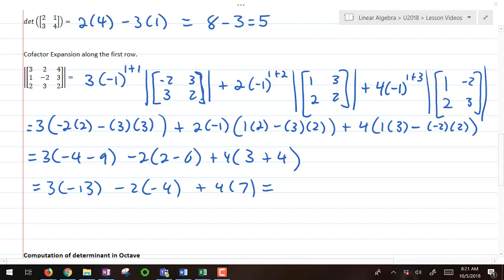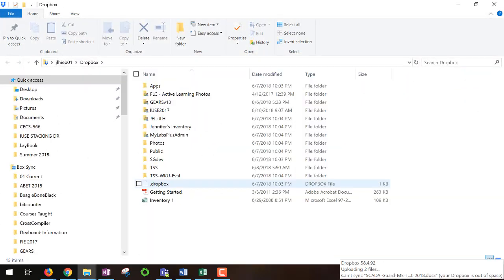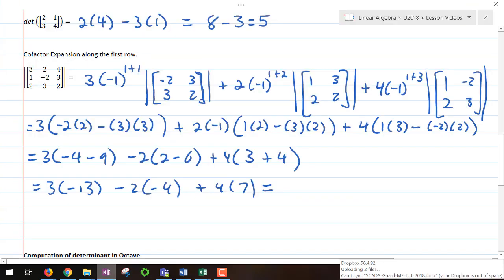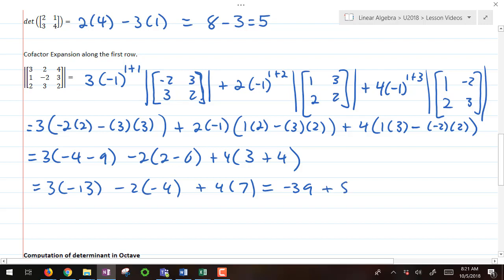What is that? That's minus 39 plus 8 plus 28. It's going to be minus 39 plus 36, which is minus 3. All right.